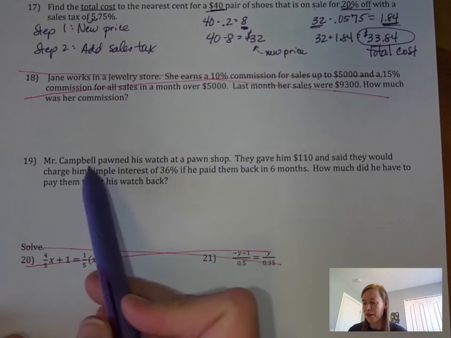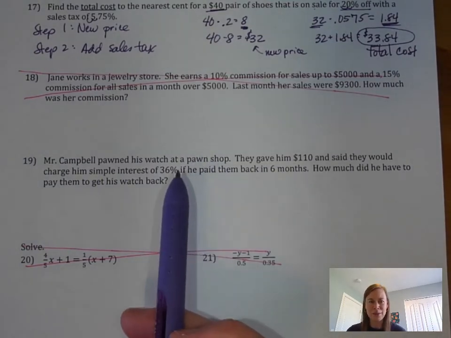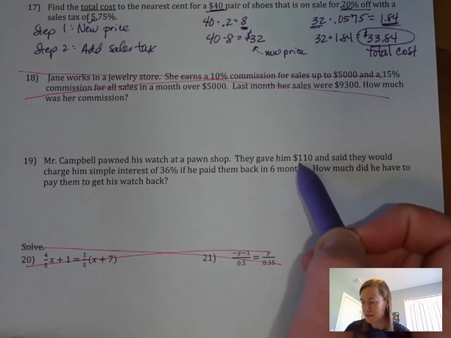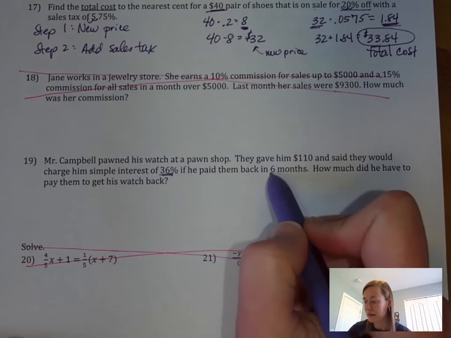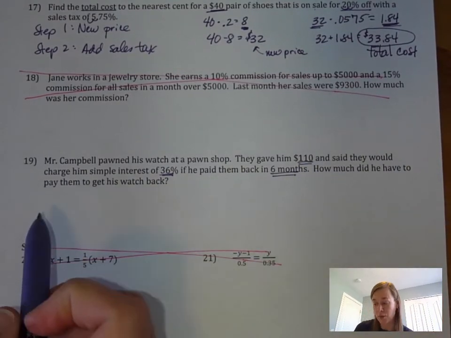Mr. Campbell pawned his watch at a pawn shop. If you don't know how pawn shops work, don't worry about it. Let's just go with this in the problem. It says they gave him $110, and they said they would charge him simple interest of 36% if he paid them back in 6 months. How much did he have to pay to get his watch back?